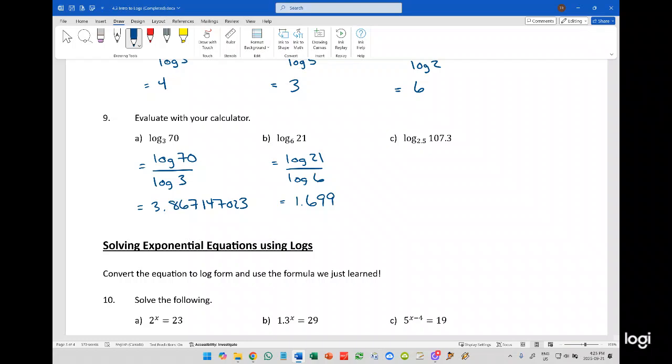Okay, so 2.5 to the exponent 5 looks a little too small. 2.5 to the exponent 6, I'm sure will be too big. So I'm guessing the answer is between 5 and 6. But I don't need to wonder for too long because I just plug in log of 107.3 over log of 2.5.